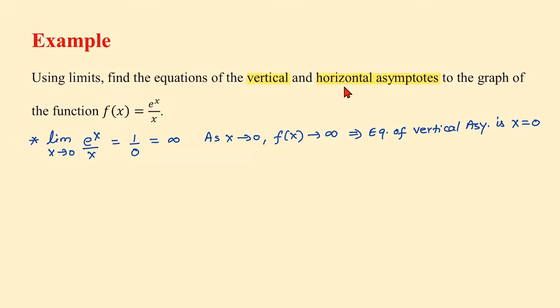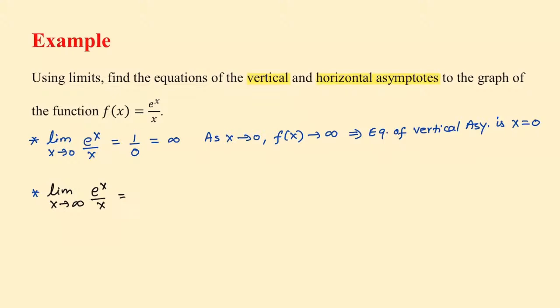Now next, we have to find the equation of the horizontal asymptote. That is, we have to find the limit when x approaches positive infinity and negative infinity. So let's first try positive infinity. Limit as x approaches positive infinity of e to the x over x. If we try to plug in infinity in the numerator and denominator, that will be infinity over infinity. So we can use L'Hopital's rule to evaluate this.